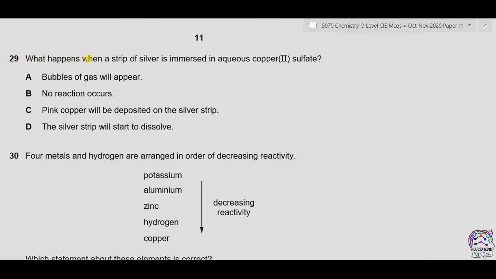Question number 29. What happens when a strip of silver is immersed in aqueous copper 2 sulfate? As we know that in the reactivity series of metals, copper is above silver and silver is above gold. So the reactivity decreases. This means that silver is less reactive than copper. So therefore when silver is immersed in copper 2 sulfate, nothing will happen.